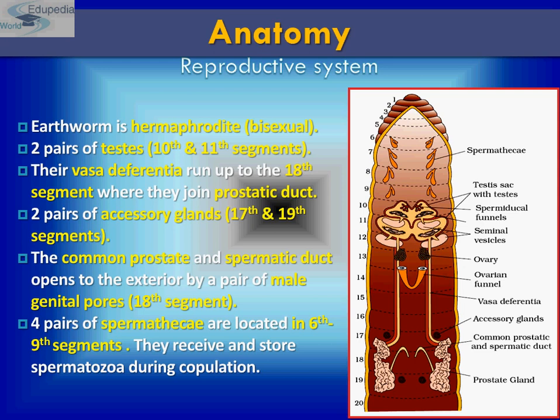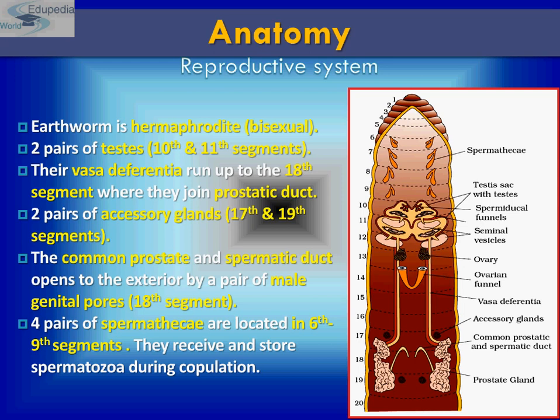Okay, I hope it's clear to all of you, but again I am repeating that it has two pairs of testes, which are present on the 10th and 11th segment. There is a vasa deferentia also present, which runs up to the 18th segment, where they join the prostatic duct, and there are two pairs of accessory glands also present, in the 17th and the 19th segment. And the common prostatic and spermatic duct opens to the exterior by the pair of male genital pores, which I have told you just now.